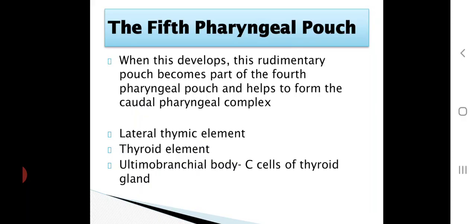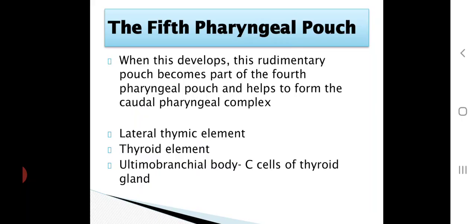Caudal pharyngeal complex. What is the caudal pharyngeal complex? A part of the fourth pouch joining with the fifth pouch will be called the caudal pharyngeal complex. What does it give rise to? It gives rise to 3 elements: lateral thymic element, thyroid element, and ultimobranchial body, which gives rise to the C cells of the thyroid gland.